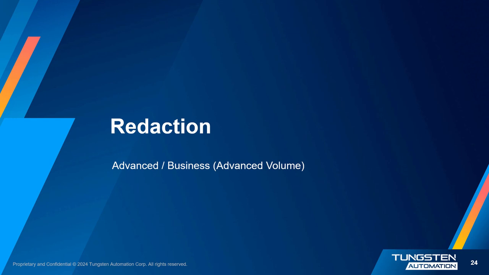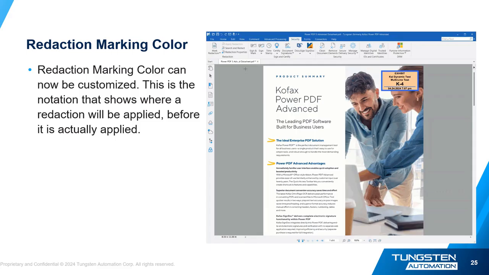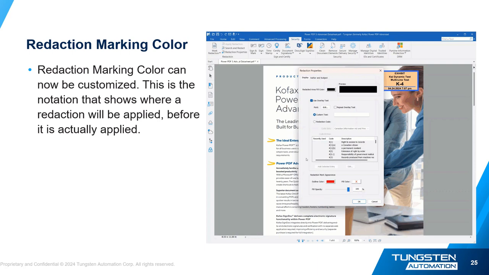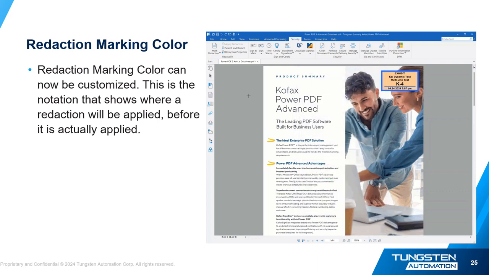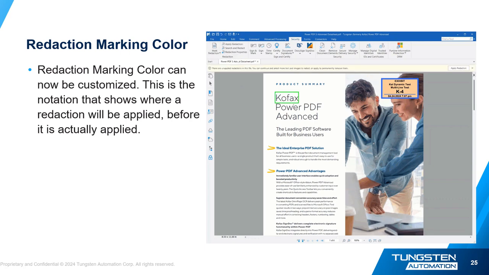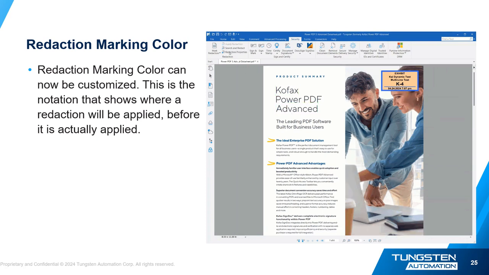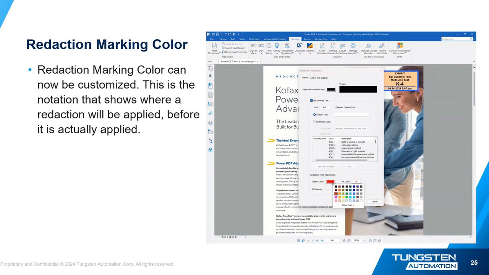Similarly, redaction, which is a feature in Advanced and Business Edition, has also got a very useful enhancement. Users can now set color while they are marking a document for redaction. This is a small enhancement, but it adds extra productivity for environments where multiple users mark a document for redaction, which is then reviewed by supervisors before finally applying the redactions.